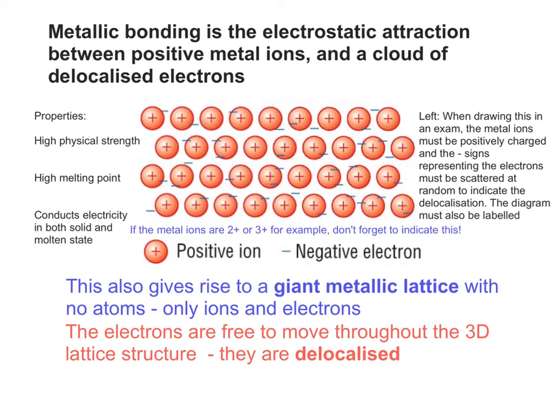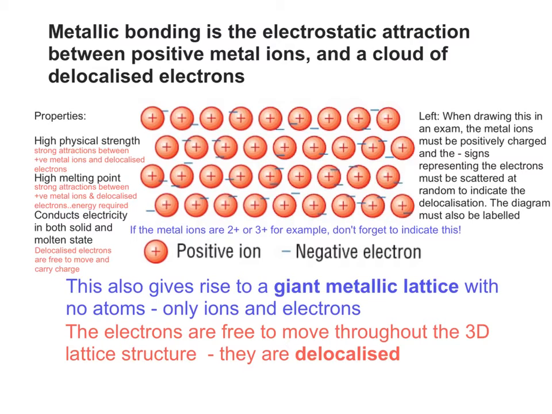So we've got 3 key properties to remember as well for metallic bonding or metallic structures. So the high physical strength and the high melting point are both down to the strong attractions between the positive metal ions and the delocalized electrons. In the case of melting, obviously the attractions have to be overcome completely. This requires energy due to their strength.